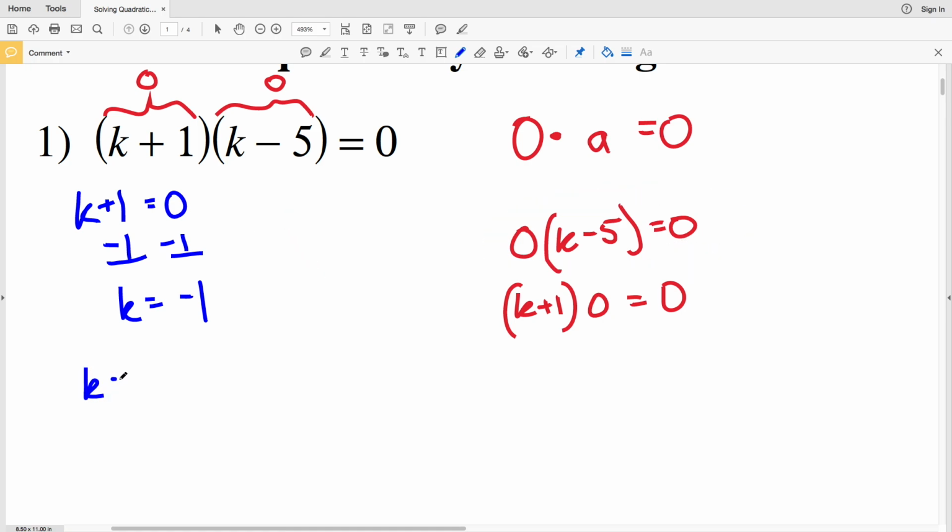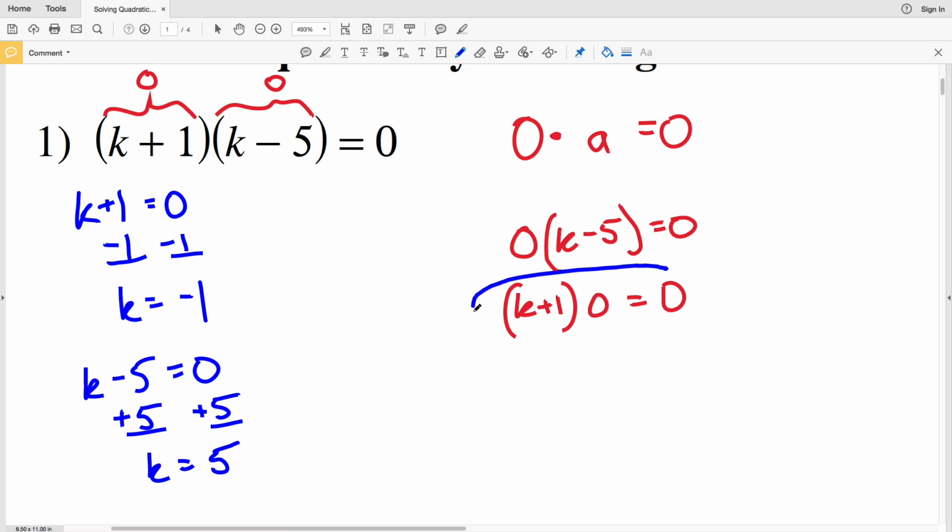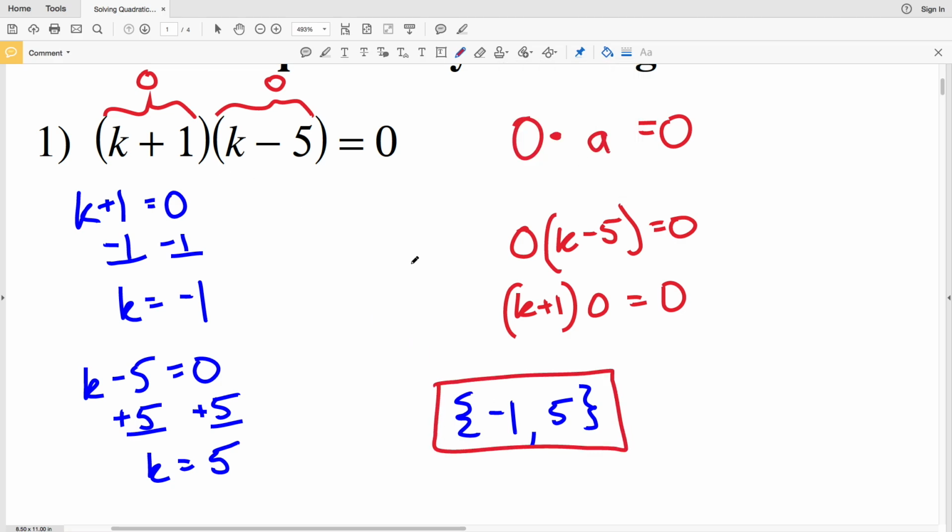Now let's look at if k minus 5 is equal to 0. We're going to add 5 to both sides to get that k is equal to 5. So 5 minus 5 is 0, k plus 1 times 0, 5 plus 1, which would be 6 times 0, equals 0. So we have two solutions in number 1. K can be equal to negative 1 and k can equal 5. So I'm going to write my answer in set notation. So k is negative 1 and k is 5 for number 1. When k is either of those numbers, this equation will indeed equal 0.